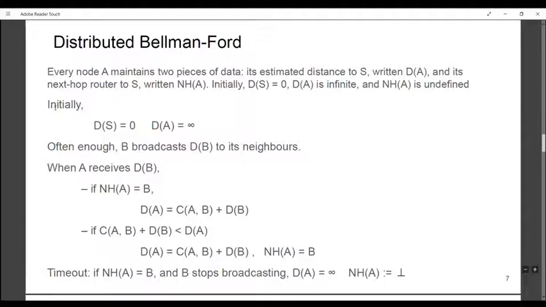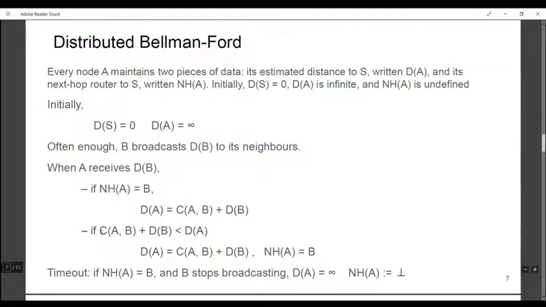So what will happen now? B will broadcast D(B) to all its neighbors. So let's say A receives the D(B) information. It will check if its next hop is equal to B, then it will simply update by adding the cost of the link between A and B.